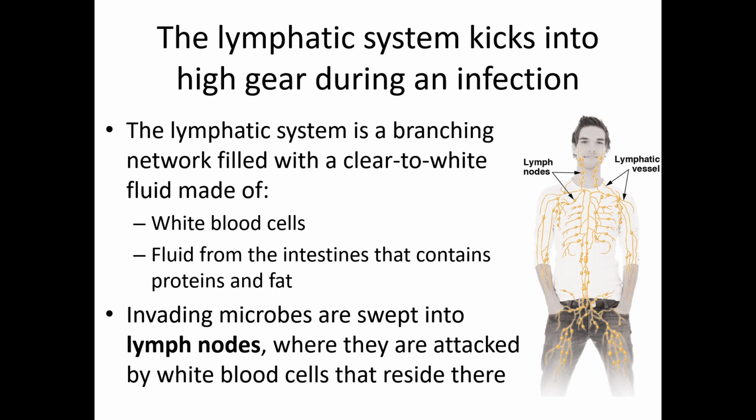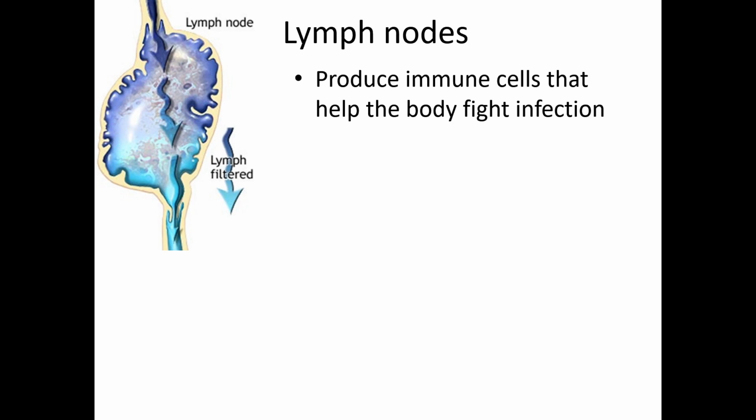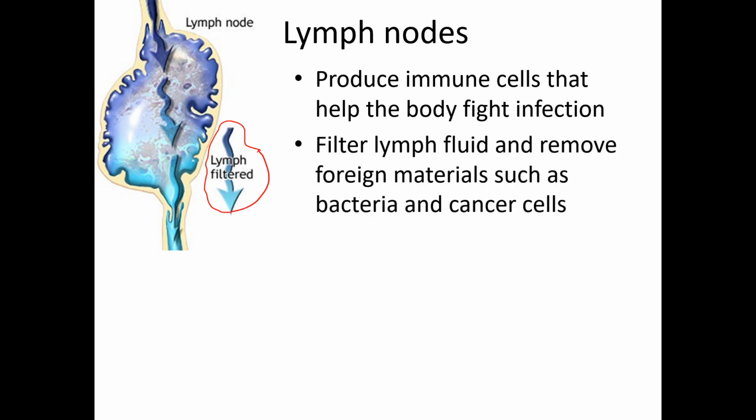The lymph nodes are also a key communication site between different types of white blood cells. So they help to produce more immune cells to help fight off an infection. As you can see in this picture, they help to filter this incoming lymph fluid so it leaves more or less clean, removing foreign materials like bacteria, virus particles, cancer cells.